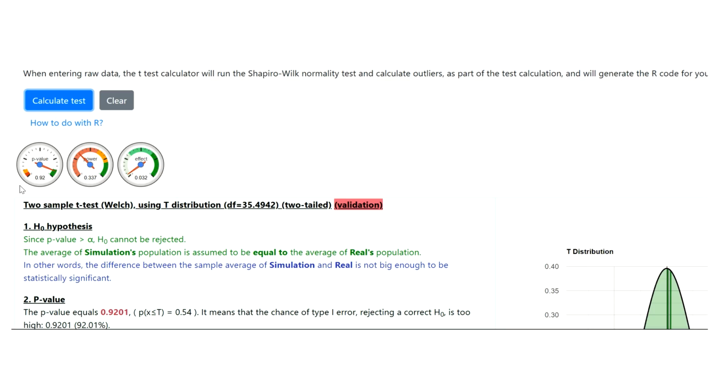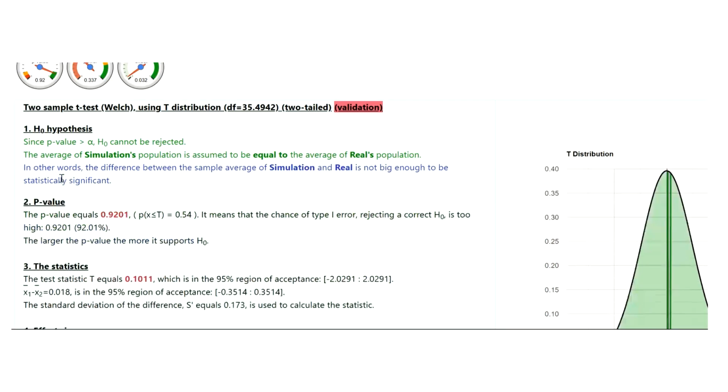I didn't mention before, but if you pay attention right now, the indicator is actually showing us the green zone. So for us, it's a positive sign. But let's go to the decision making, okay? Because we need to make the decision. Is the model valid or not?